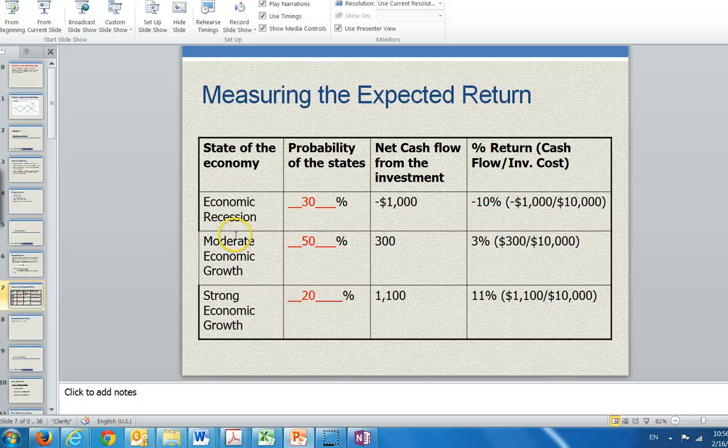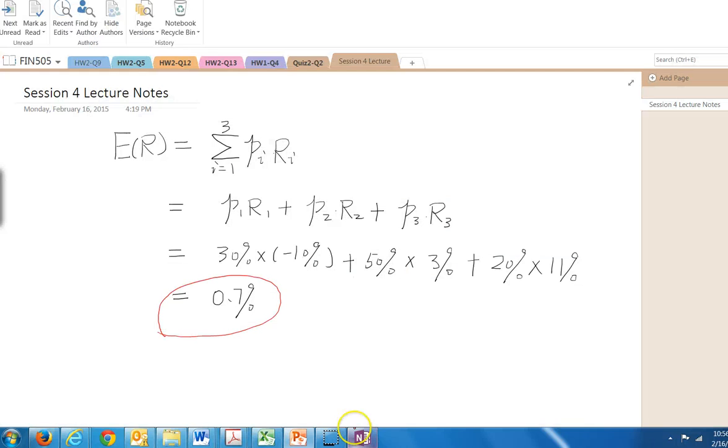The problem is that when we are making the decision, we don't know exactly which state will occur, and that's why we have this expected return. So 0.7% is our best guess for the return of our investment. The realized return, which is negative 10%, 3%, or 11%, is obviously different from this return, because only one state can happen. So that's the difference.